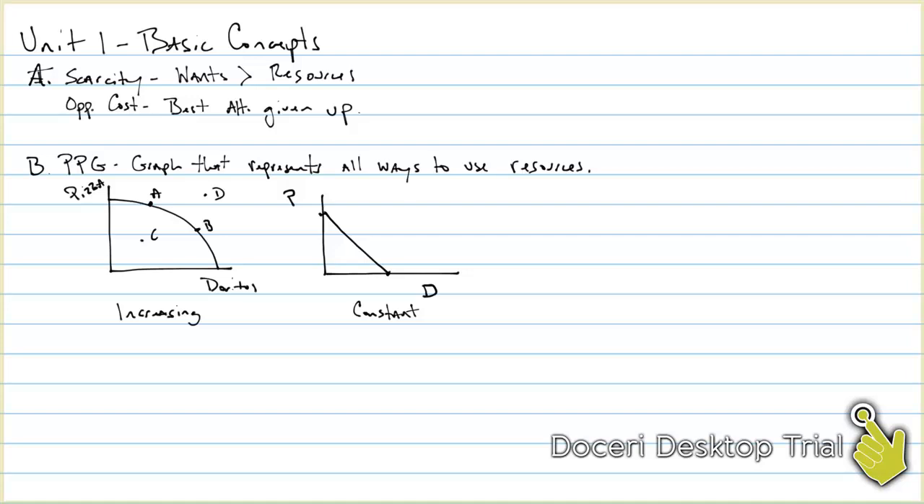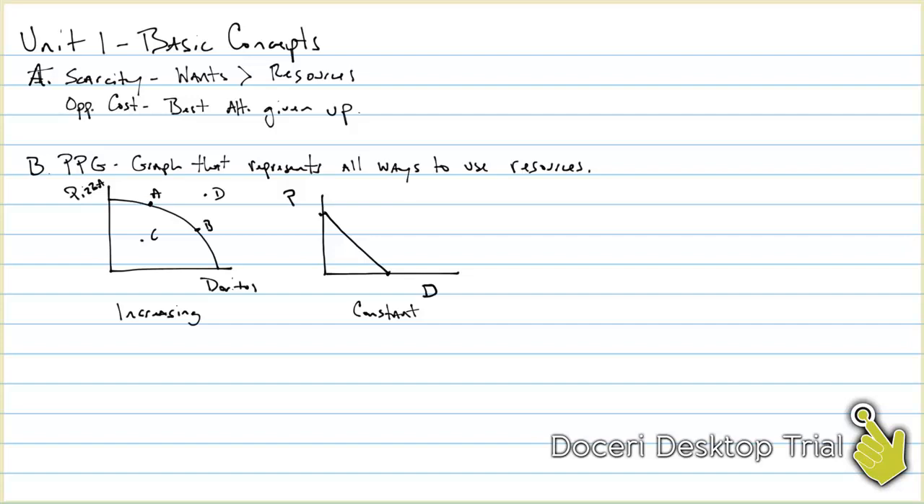Scarcity for sure, because if it wasn't for scarcity, then we wouldn't have a production possibility curve. Okay? Price level is not illustrated or represented on the production possibility curve. Opportunity cost is. So the answer has to be D.